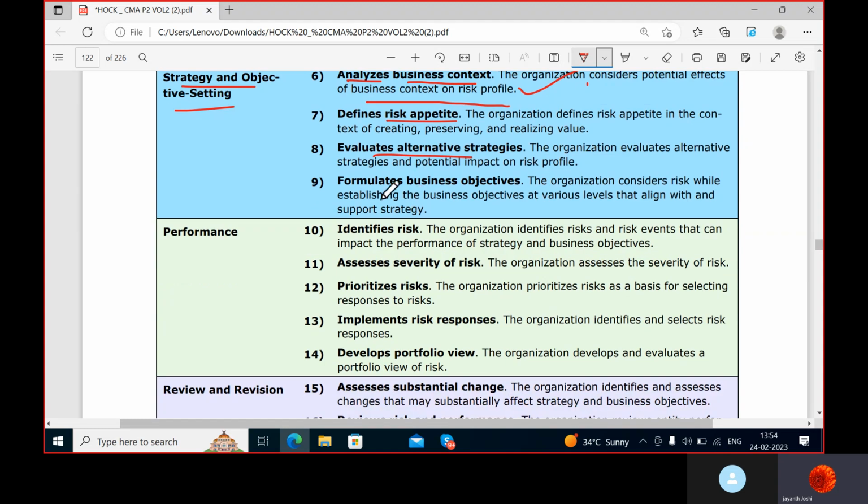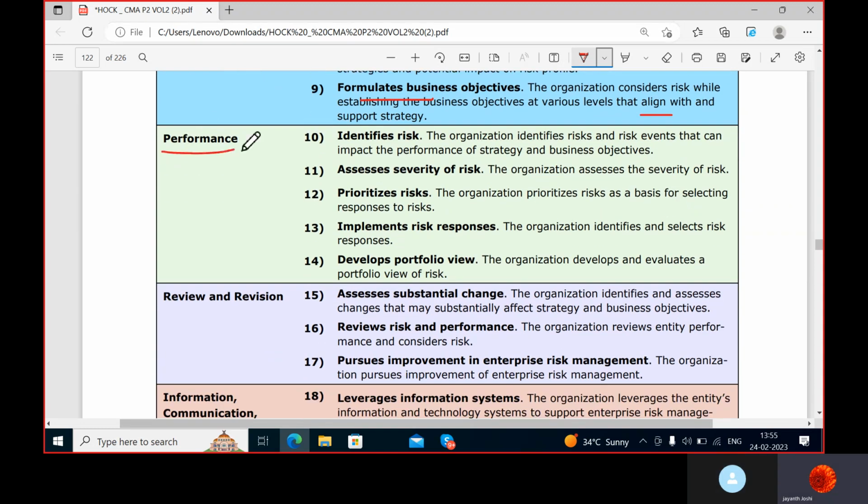And then we should formulate our objectives. What are our objectives? And whatever objectives you have, you should align them with the risk factor as well. That means you should consider the risk you can be exposed to while making a strategy. And all these strategies are made for what purpose? To achieve the objectives or goals of the organization. Am I right? Then performance.